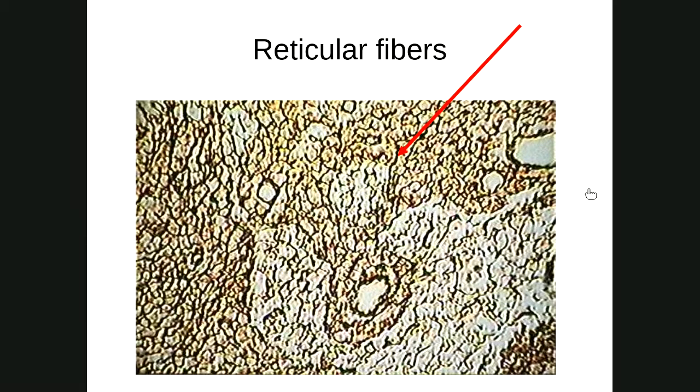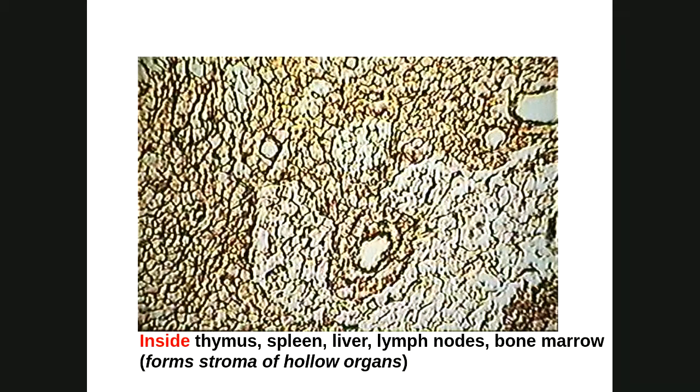So where do we find this type of tissue? Again, in a lot of our lymphatic organs, like the spleen, thymus gland, and lymph nodes. You'll also see it in, I forgot to mention that on the previous slides, bone marrow.